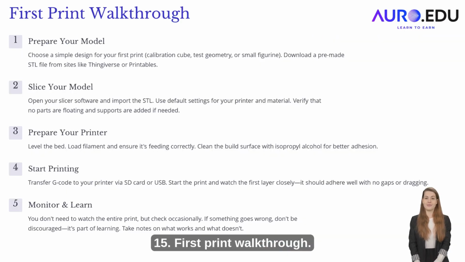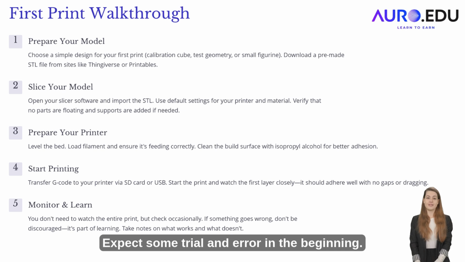15. First print walkthrough. For your first print, start simple. A small model or calibration cube. Check slicer settings, material loading, and bed leveling. Watch the first layer closely. It sets the tone for the whole print. Expect some trial and error in the beginning.